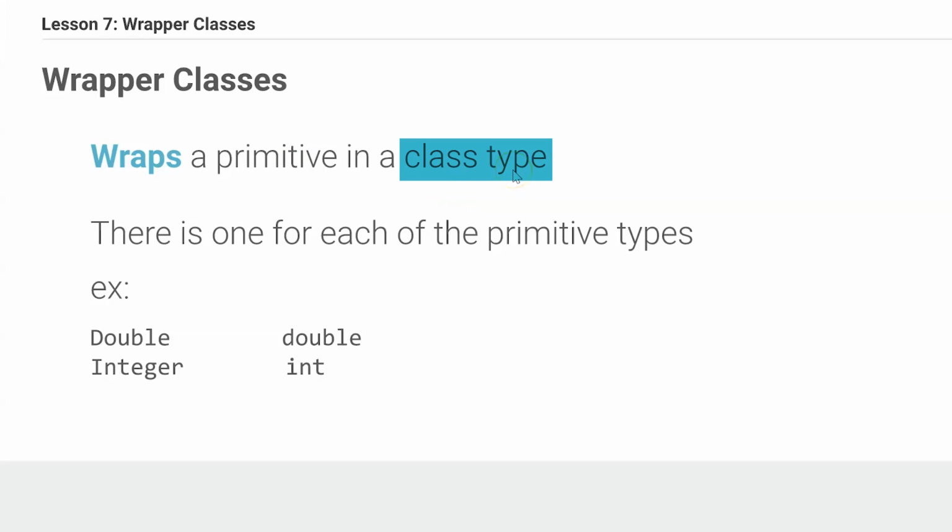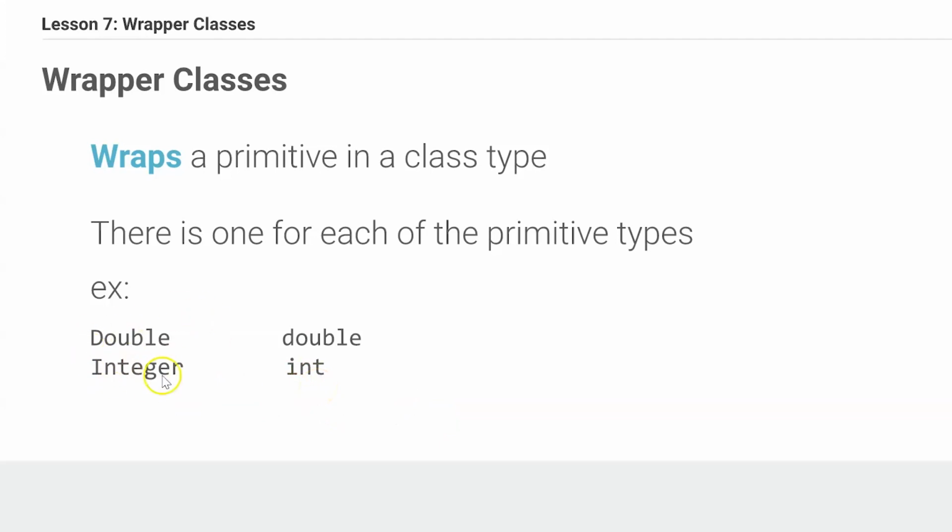Because there are certain situations in Java where you may want to treat a primitive data type like a class data type. And so for each of the primitive data types, there's actually a class in Java that can be used to wrap that information in a class type. So for lowercase double, we have capital D Double. This is the Double class, which can wrap primitive data. And then capital I Integer is the wrapper class for ints.